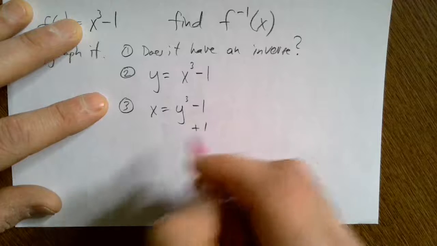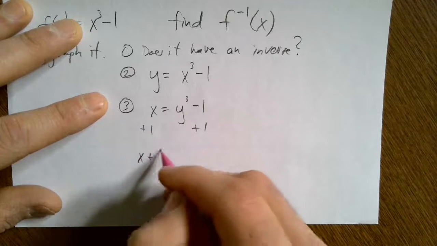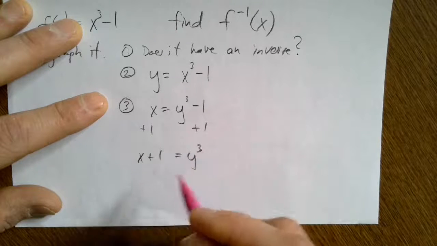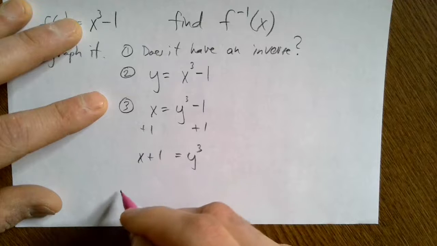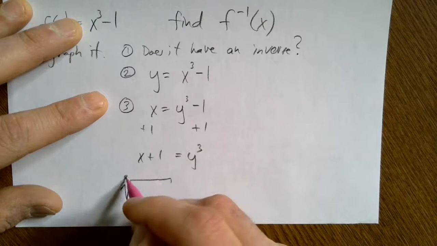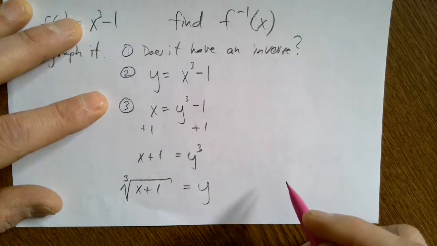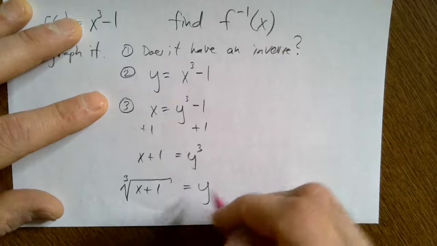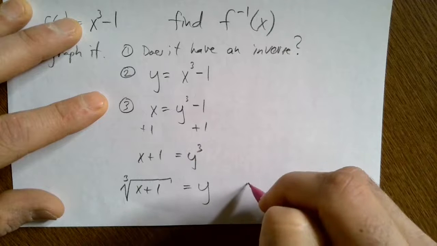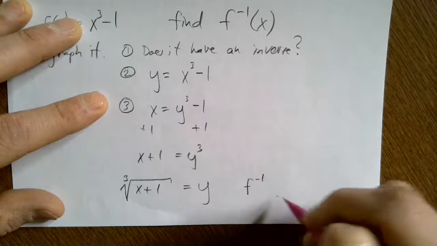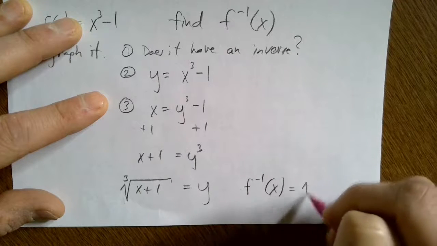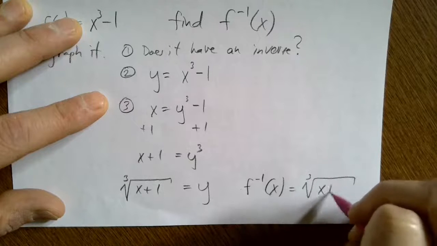So I'm going to add 1, x plus 1 equals y cubed, cube root both sides. And that is our answer with one more step involved. We need to change it to the function notation. So f inverse of x equals the cube root of x plus 1.